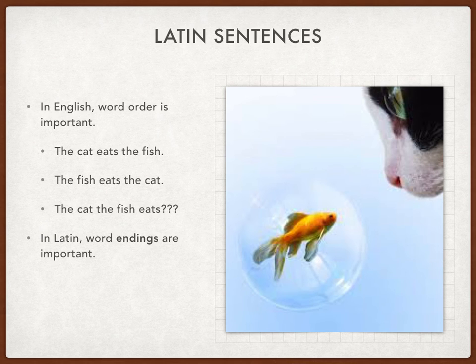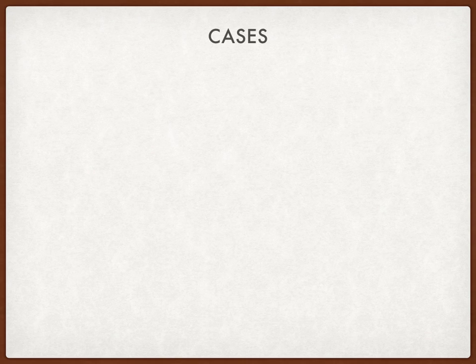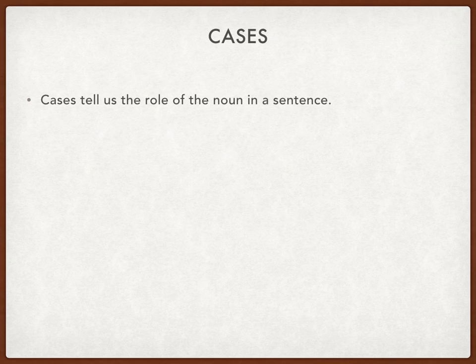In Latin, however, it's the endings of those words that are important. So for example, Caecilius amicum salutat means Caecilius greets the friend. We could switch those round and say amicum Caecilius salutat, and it still means the same thing, that Caecilius is greeting his friend. However, when we've got a different ending, the noun is doing something different. So here the friend is greeting Caecilius no matter what order those words are in. The changing of those endings is what's known as case, and cases are used to tell us the role of the noun in a sentence.